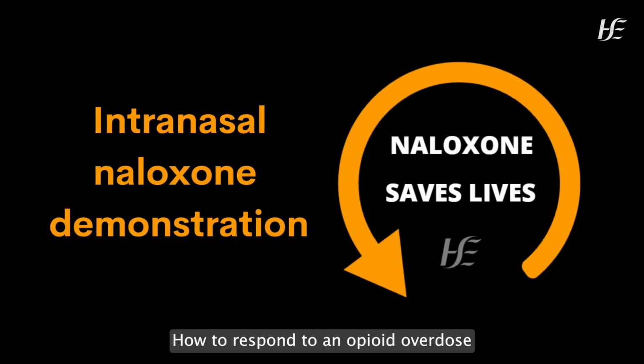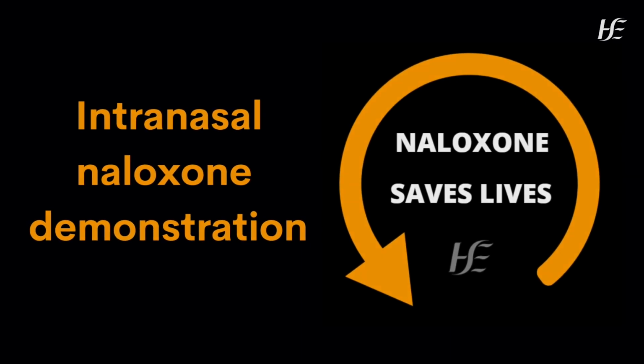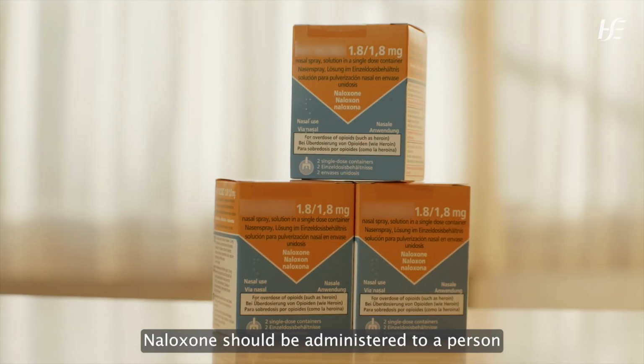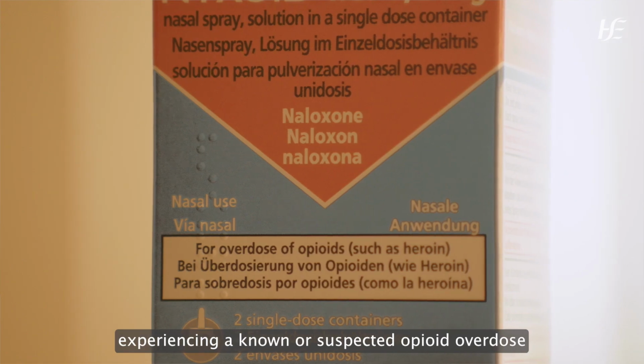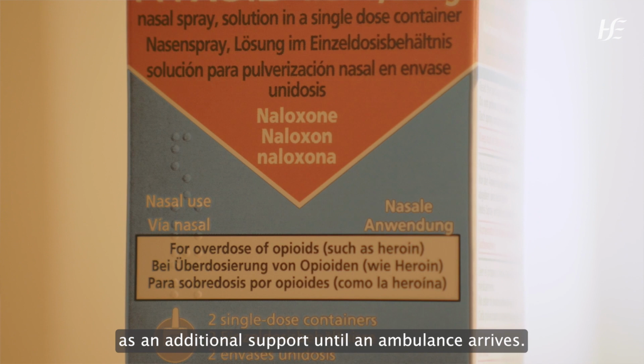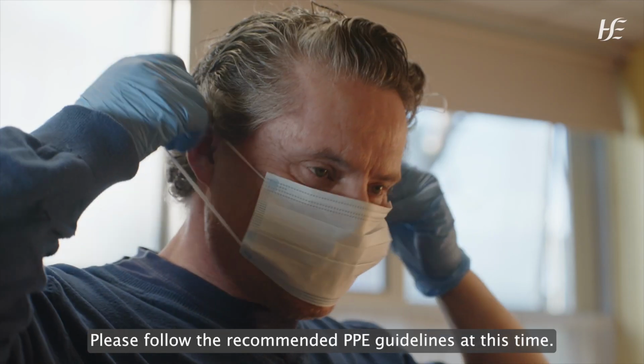How to respond to an opioid overdose and administer intranasal naloxone. Naloxone should be administered to a person experiencing a known or suspected opioid overdose as an additional support until an ambulance arrives. Please follow the recommended PPE guidelines at this time.